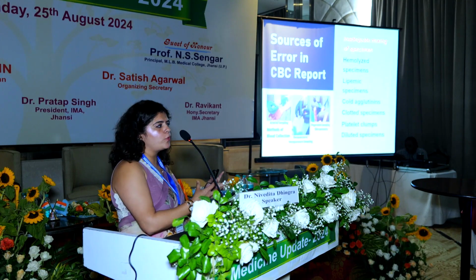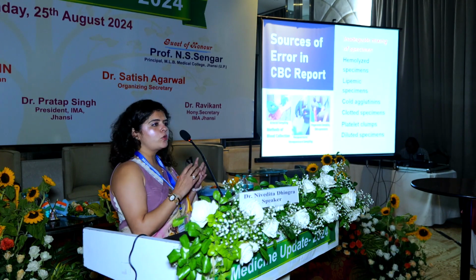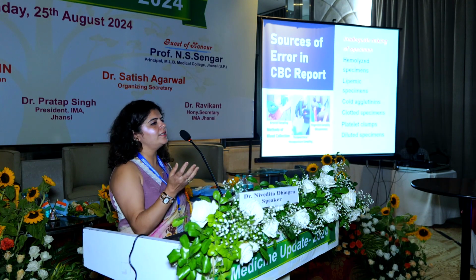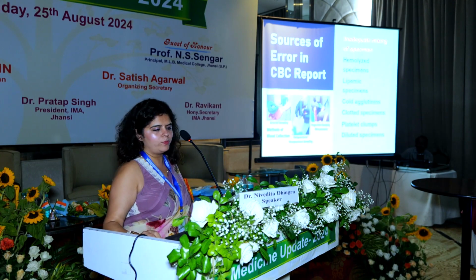Sometimes if there is a paraprotein, doing the CBC becomes difficult. Cold agglutinins, it should not be clotted. If it's clotted, if microclots are there and you run it in the analyzer, you'll get all haywire values. So the sample collection has to be very good, it has to be done very properly.